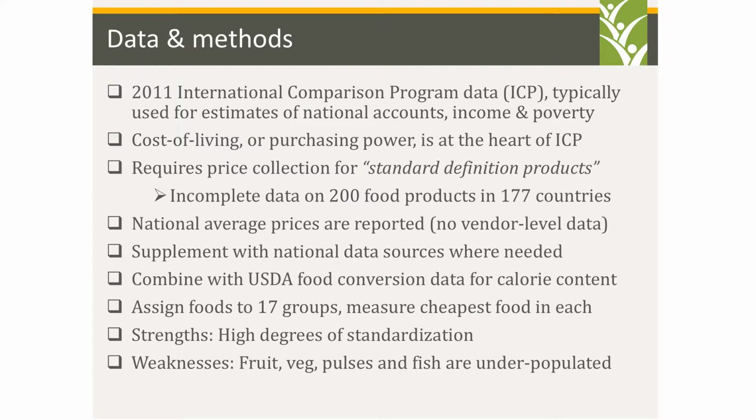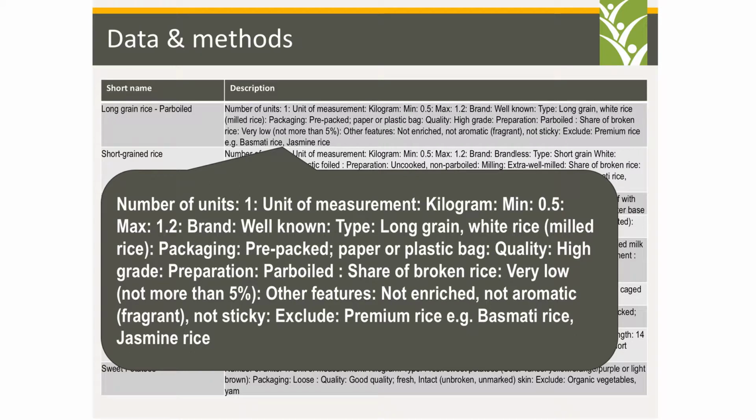Weaknesses: 200 food products around the world is actually not that much. You think about how many types of vegetables there are in South Asia, there's 500 or something. So some of these categories are underpopulated. Most of the animal source foods are pretty well estimated, as are many other categories. Just to give you a definition, I'll read through this very quickly. For rice, this is their standard definition: long grain, white rice, milled rice, pre-packed plastic or paper bag, high grade, preparation, etc., etc. So they're very standardized, and you'll find that for all the products.